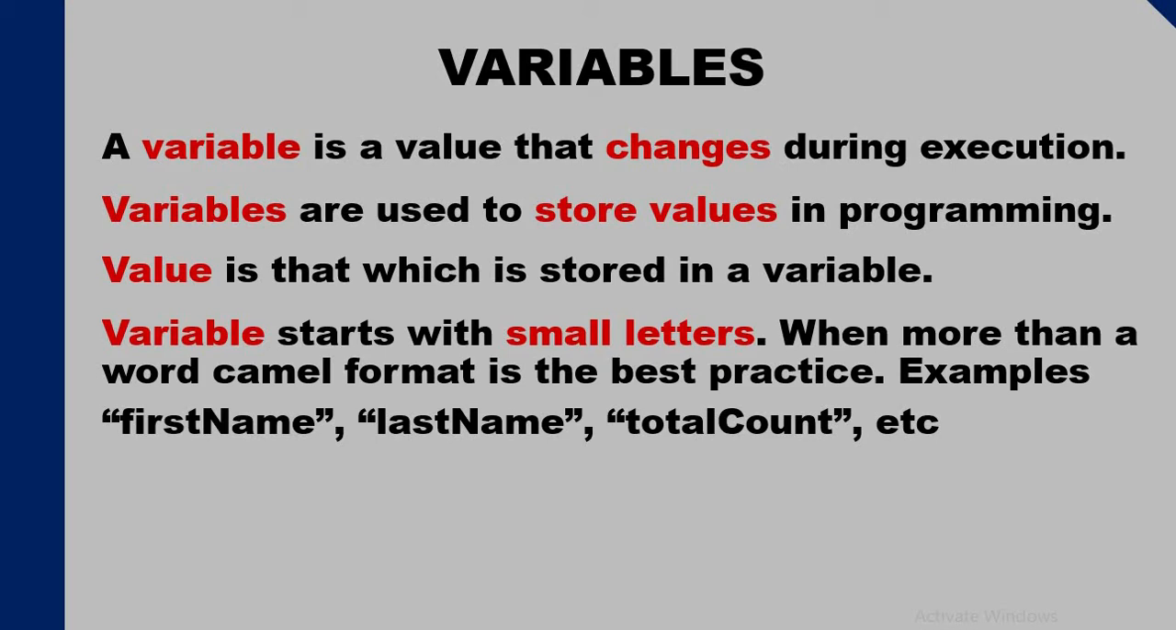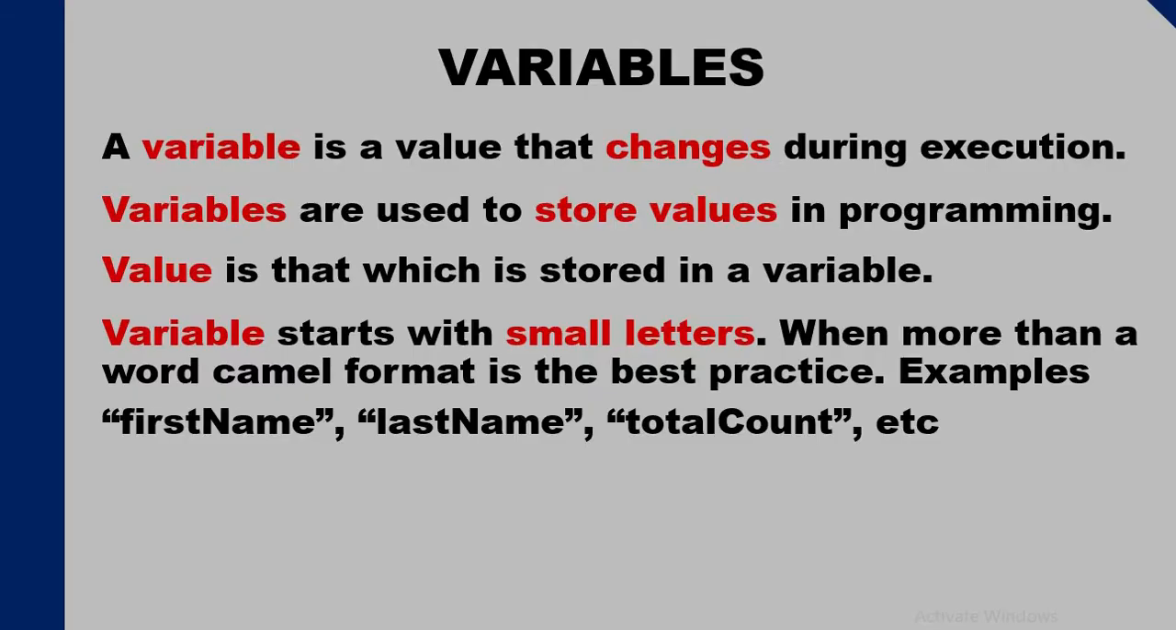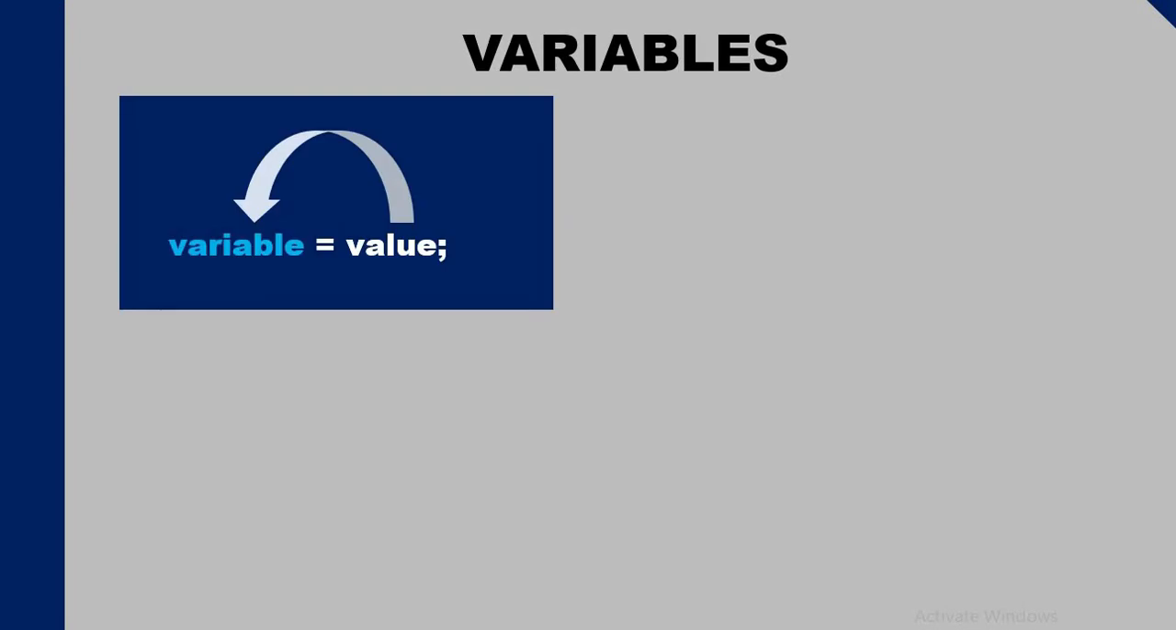Of course, you might have seen a camel. You look at a picture of a camel. So this is how we use camel format in a variable. This is a variable and this is a value. This is how it is presented in programming. Normally, the variable is written on the left-hand side. Then you have your equality sign and you put your value. What this means is: take this value and store it in this variable.